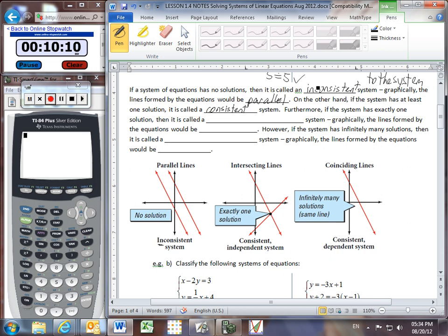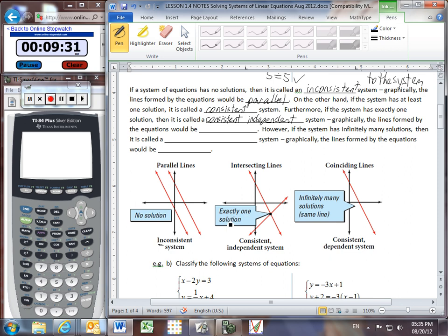So, inconsistent, no solutions. Consistent, there is at least one solution. Now there's two ways we can have a consistent system. If the system has exactly one solution, then it is called a consistent, independent system. And graphically, the lines formed by the equations would look like this. This is consistent, independent. It's consistent because there is a solution, and it's independent because there is exactly one solution.